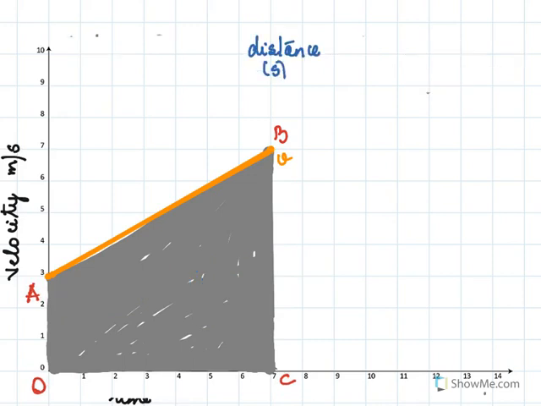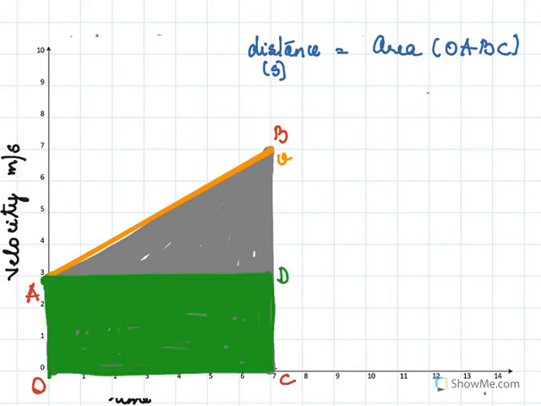So I'll write distance S equal to area of OABC. Now this area I can divide in two parts. If you notice, I can draw a straight line here. I will get this area. I'll mark this point as D. So this is an area and it is a rectangle. And the other area would be this triangle. We'll add up both these areas, which will give us the total area.